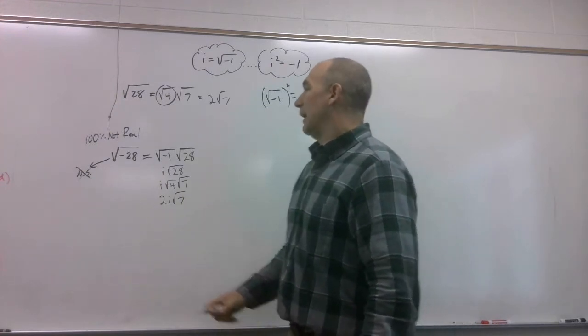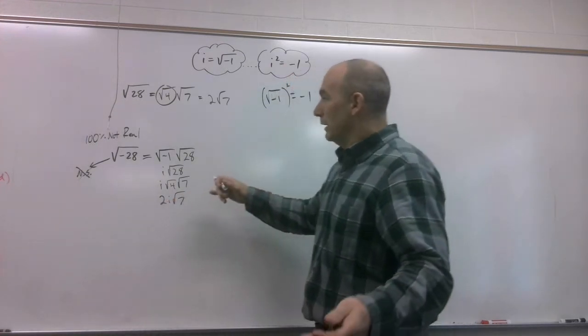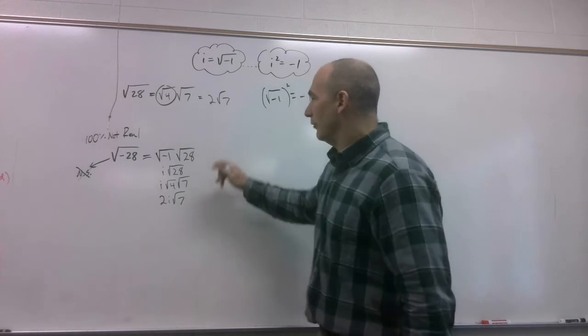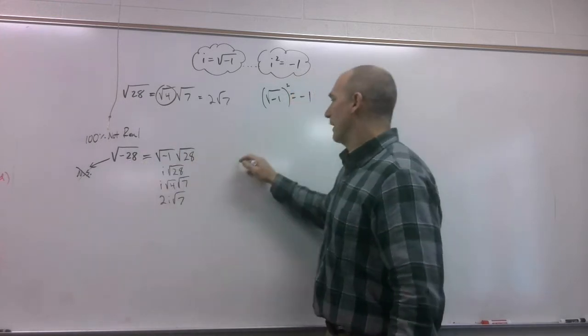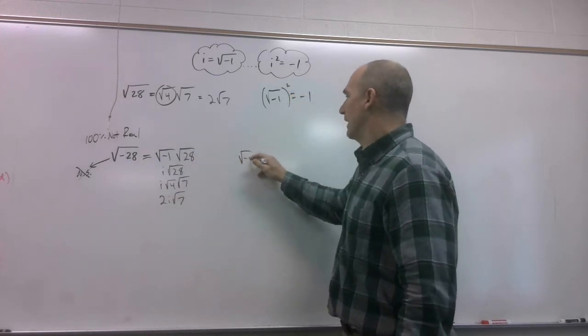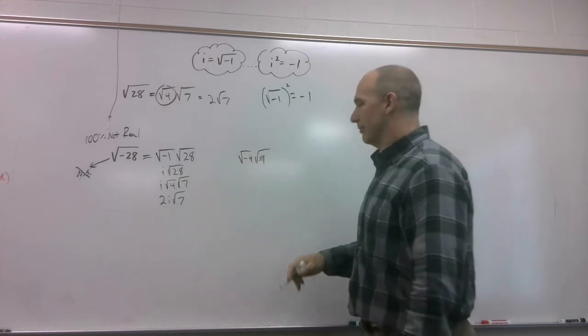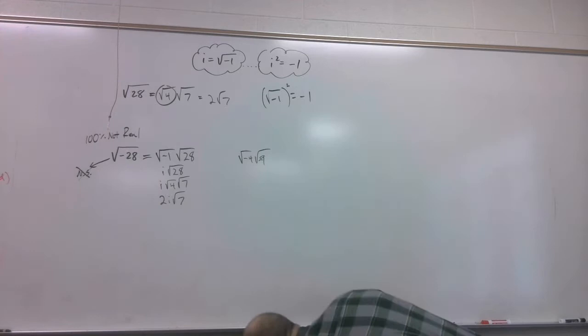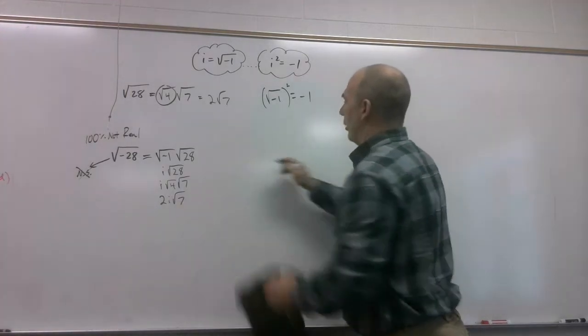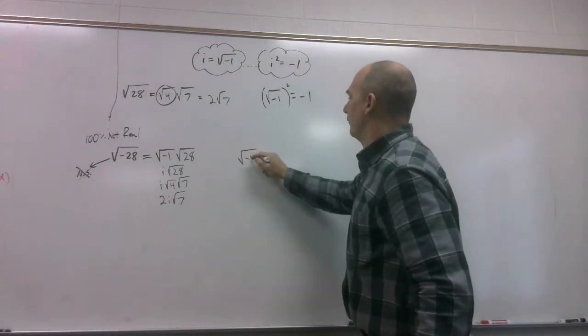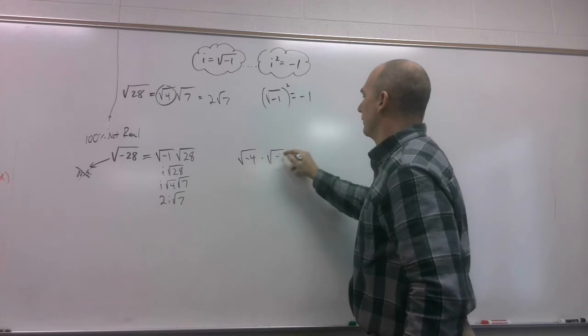Now, technically you've got a situation where you've got that. The one thing I'm going to say is this. I didn't write that very well. So we've got the square root of -4 times the square root of -9.